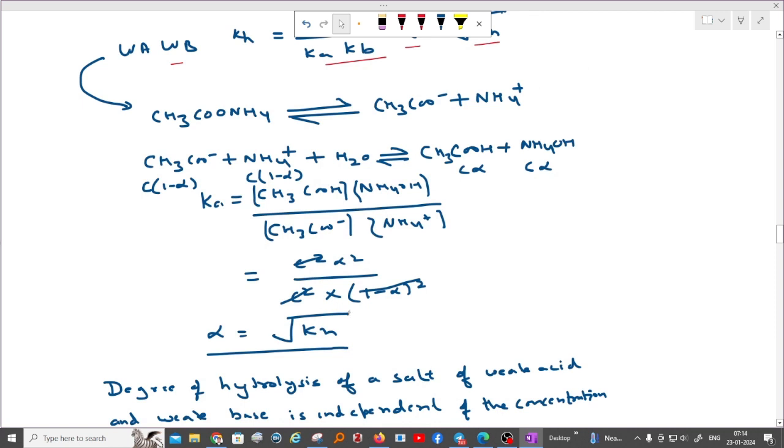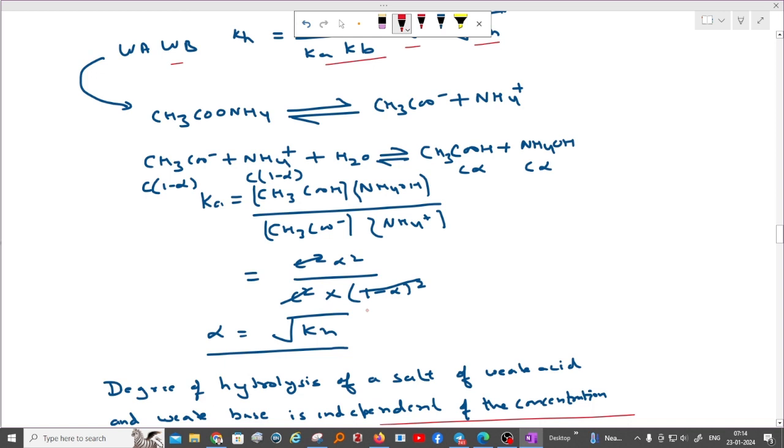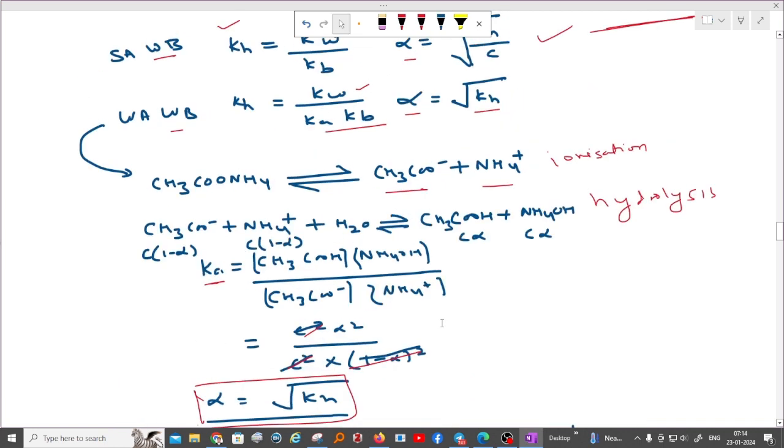Here we have derived that the degree of hydrolysis of a salt of weak acid and weak base is independent of the concentration of the salt. How will you prove it? This is the salt of weak acid and weak base, and first the ionization will happen, and then hydrolysis will happen. Now if we calculate the KH, that will be C squared alpha squared divided by C squared times 1 minus alpha squared. So C squared will go, alpha is very, very small so this can be neglected. So alpha equals root KH. So it is independent of the concentration of the salt. That is, the degree of hydrolysis is independent of the concentration of the salt.